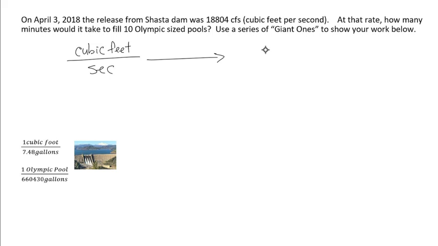you know what? I can just do this for 1 and multiply it by 10. So I'm just going to do this to get 1 Olympic sized pool per minute. So I've got cubic feet per second, and I want Olympic sized pools per minute. And then at the end, I'll take the Olympic sized pool per minute and multiply that by 10, because the question is, how many minutes would it take for me to fill up an Olympic sized pool?